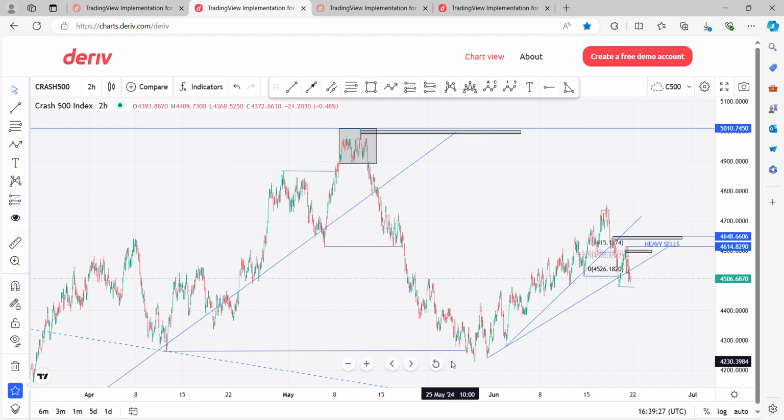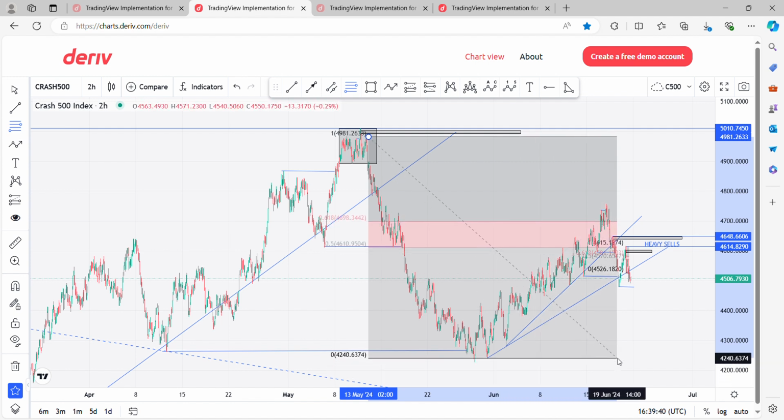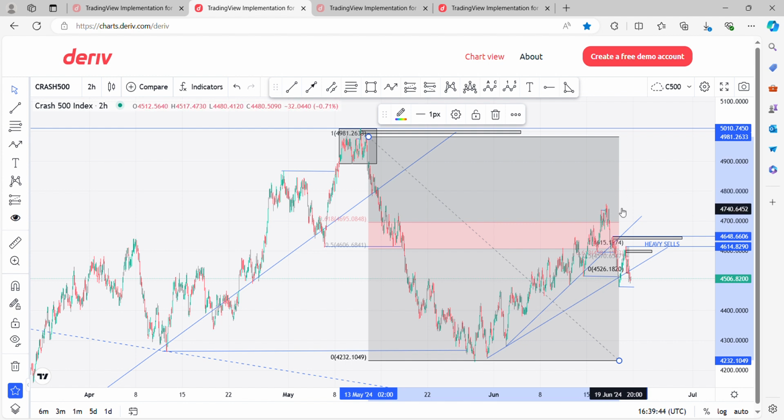What will happen next? A pullback. Price is taking out both the internal and the external liquidity. What will happen here? Price will pull back to your 50% or more. This is around our 61.8. And what will happen? Price is printing a sell continuation for us.